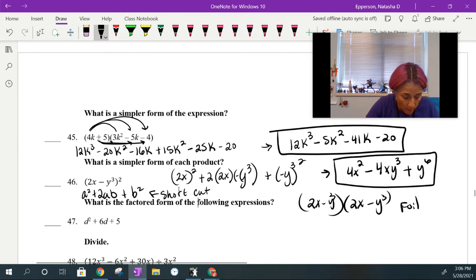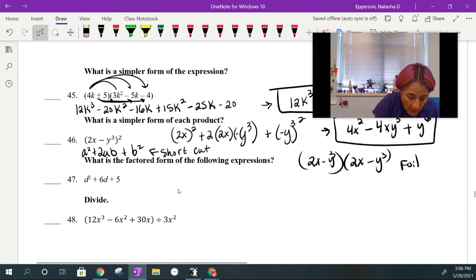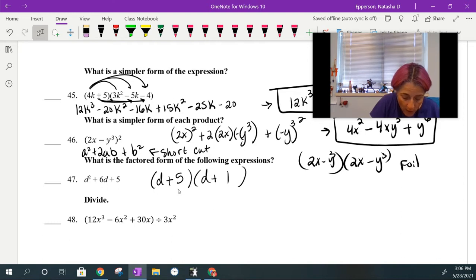What is the factored form of this following expression? This should be fairly straightforward and easy. Both of these are going to be positive. The factors of 5 are 5 and 1. 5 plus 1 is equal to 6.